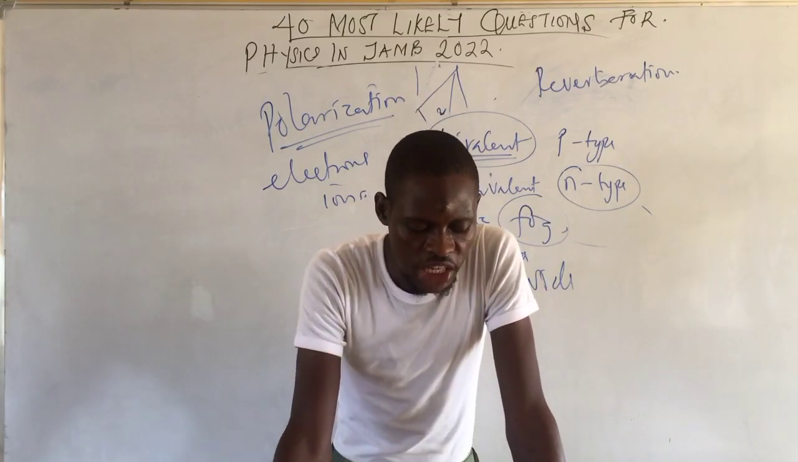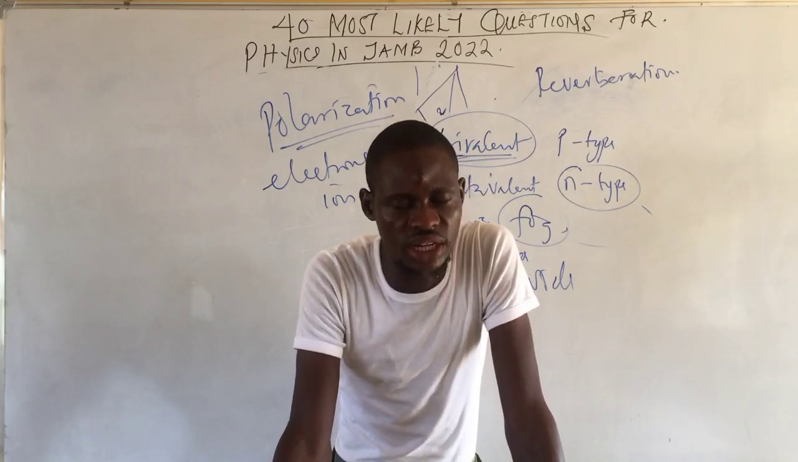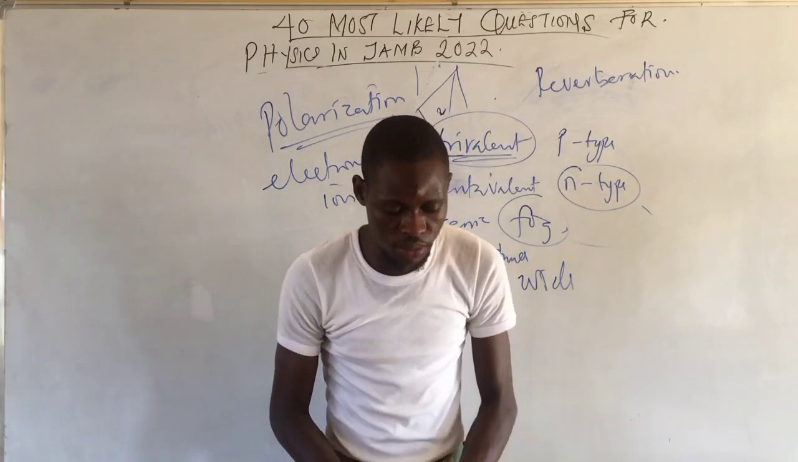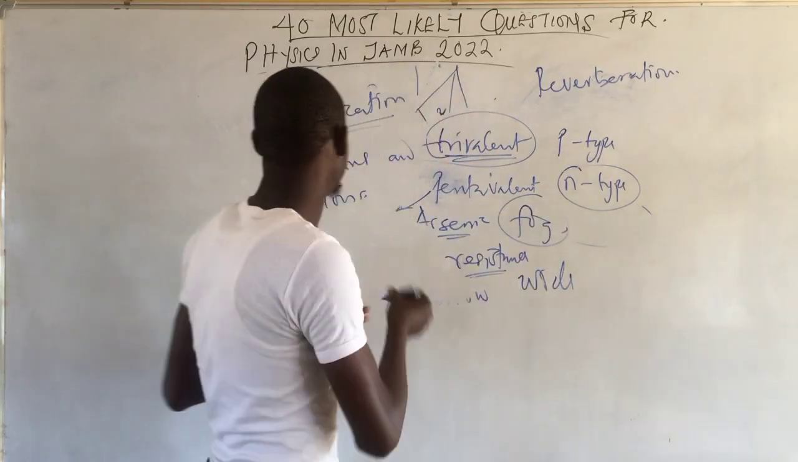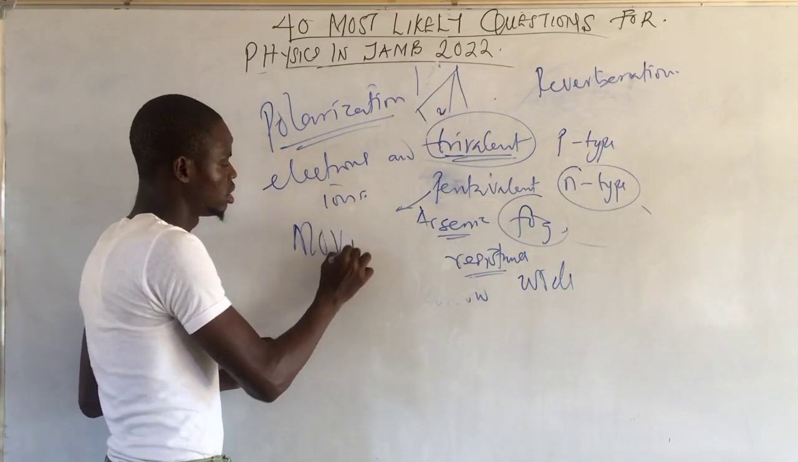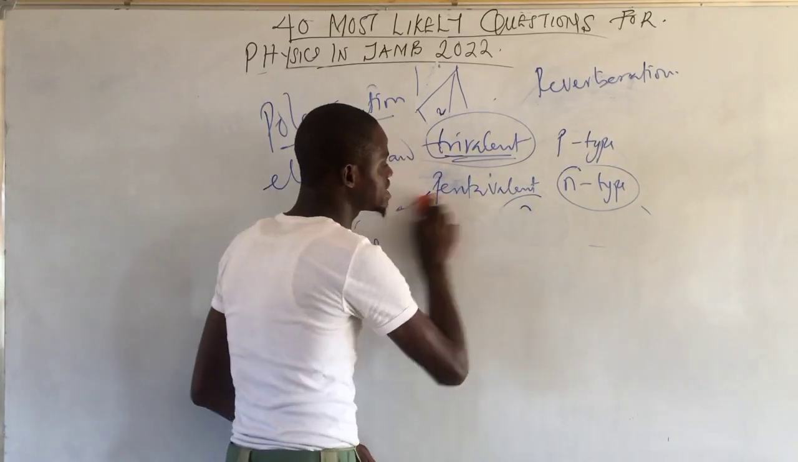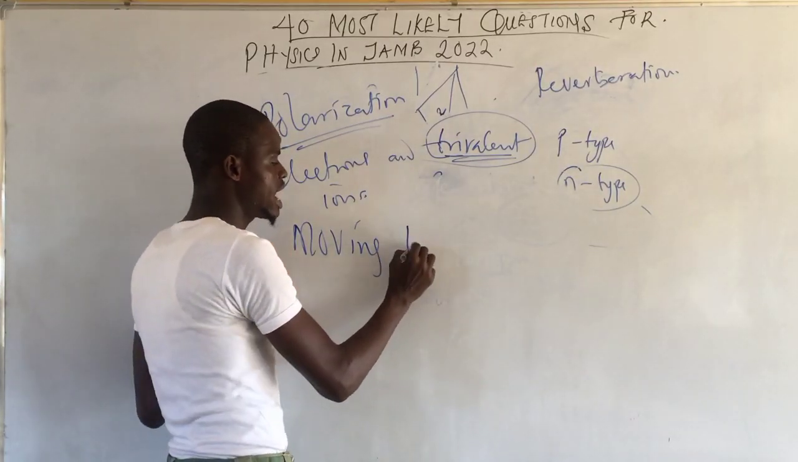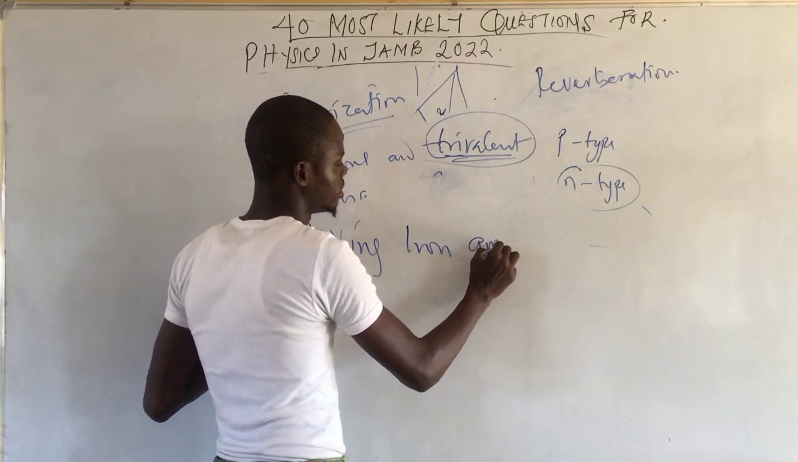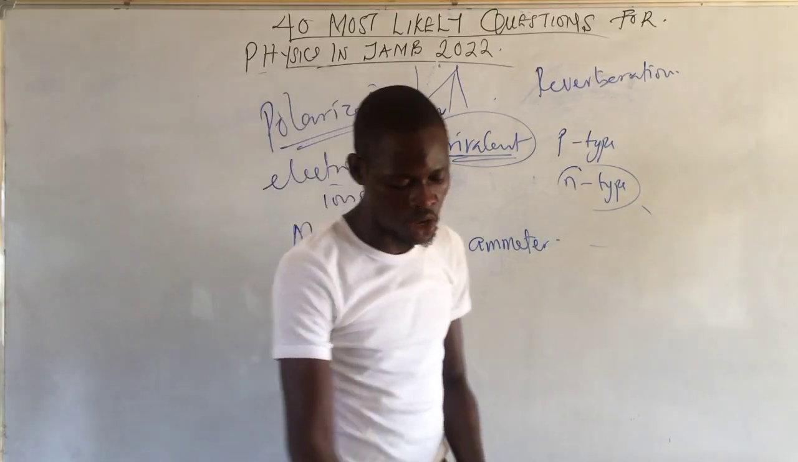The next one that we'll be looking at is question 29. The instrument that measures both AC and DC is known as what? We call this instrument a moving iron ammeter. Moving iron ammeter is an instrument that can be used to measure both AC and DC currents.